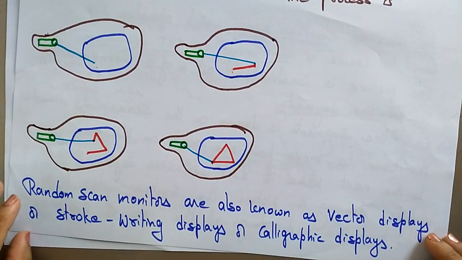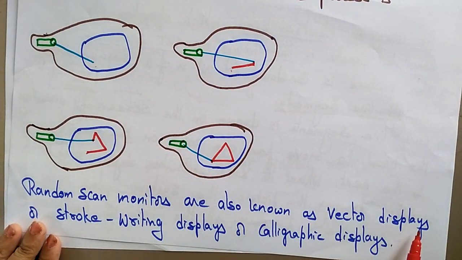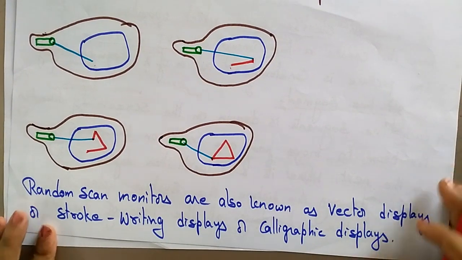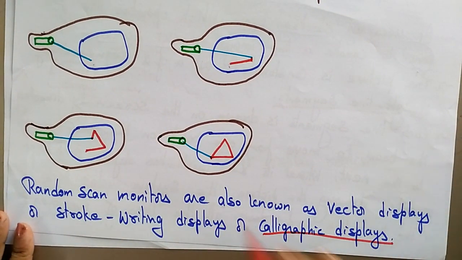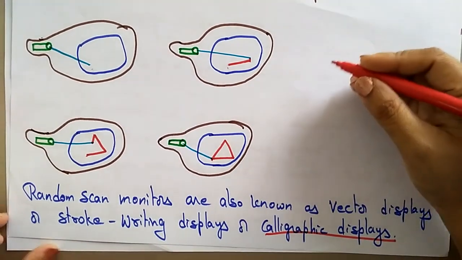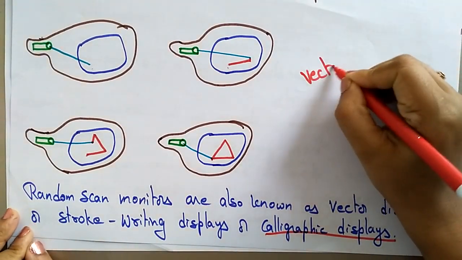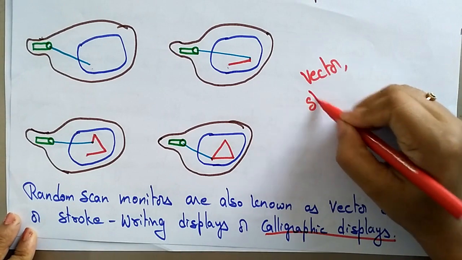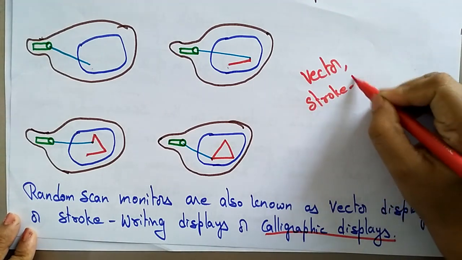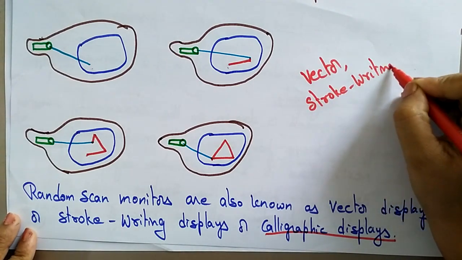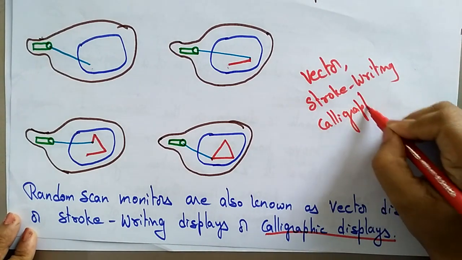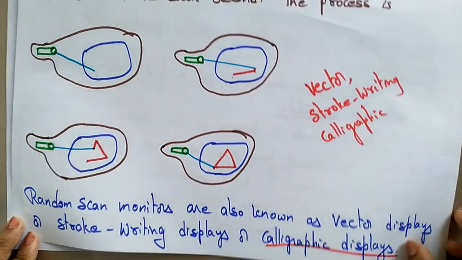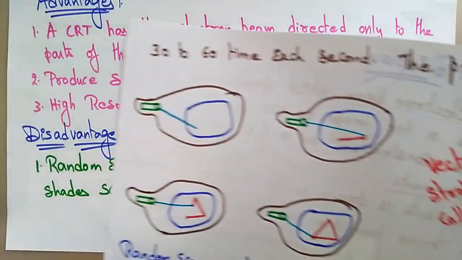The random scan monitors are also known as a vector display or a stroke writing display, or we even call it a calligraphic display. So this random scan display we call a vector display, or a stroke writing display, or a calligraphic display. Okay, so this is about the random scan.